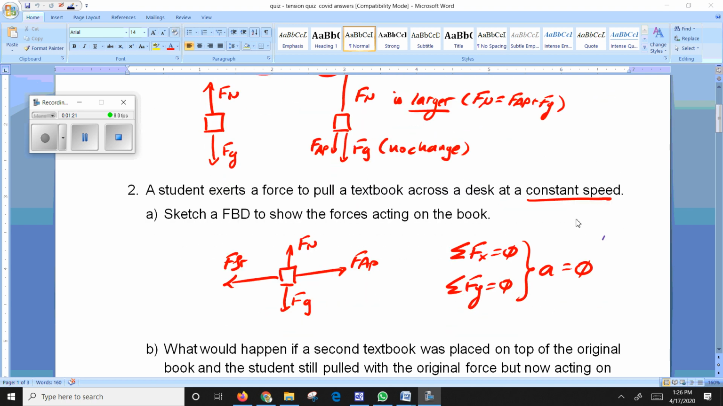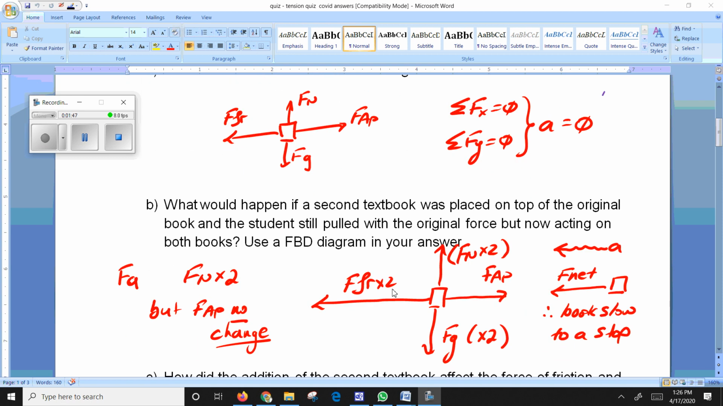All right, next one. You've got a student pulling a textbook across a desk at a constant speed, and you draw a free body diagram. Well, if it's a constant speed, alarm bells go off. Hey, there's no acceleration. And because there's no acceleration, that means the sum of the forces must be zero in the x and in the y. So gravity and normal cancel. You're going to have applied, which is exactly going against the force of friction. So they kind of cancel in that way.